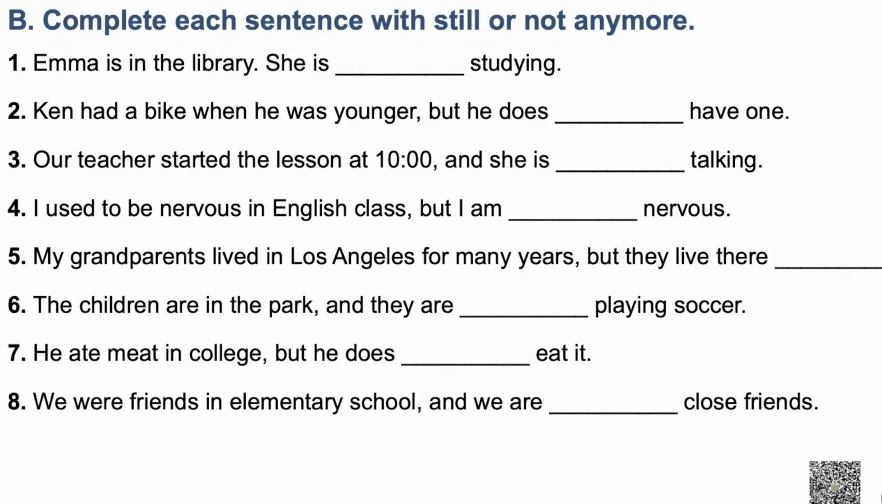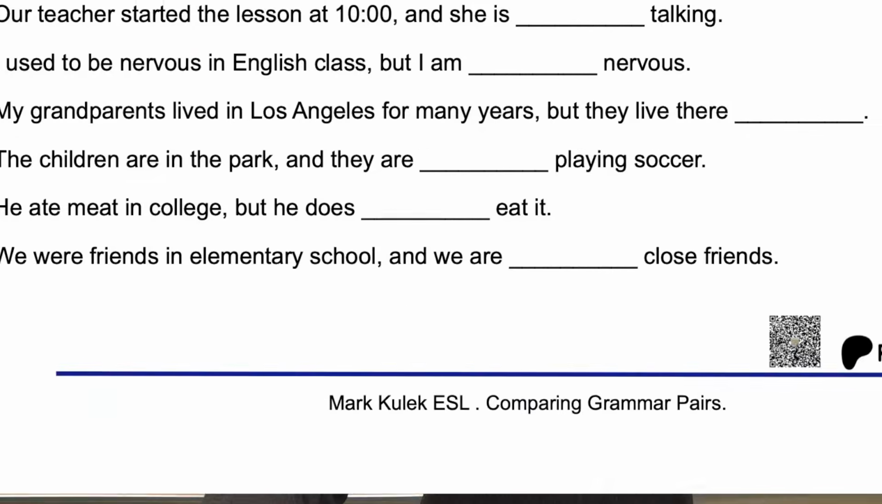Number 5, my grandparents lived in Los Angeles for many years, but they don't live there anymore. Number 6, the children are in the park and they are still playing soccer. Number 7, he ate meat in college, but he does not eat it anymore. Number 8, we were friends in elementary school and we are still close friends. Okay, good. That's page 1.